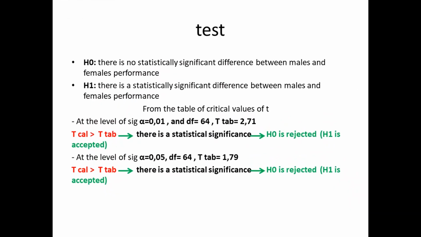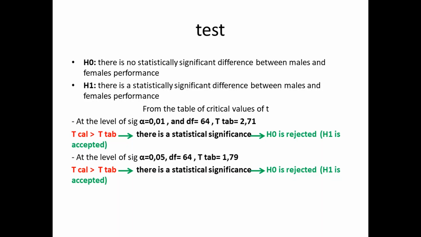Here at the level of significance alpha equals 0.01 and the degree of freedom 64, the tabulated t is 2.71. This is what we have found on the table. As you can remember, you can go back in the video and check the calculated value. The calculated value of t in our example was 4.41, I suppose. So the t calculated is more than the t tabulated. 4 is more than 2.